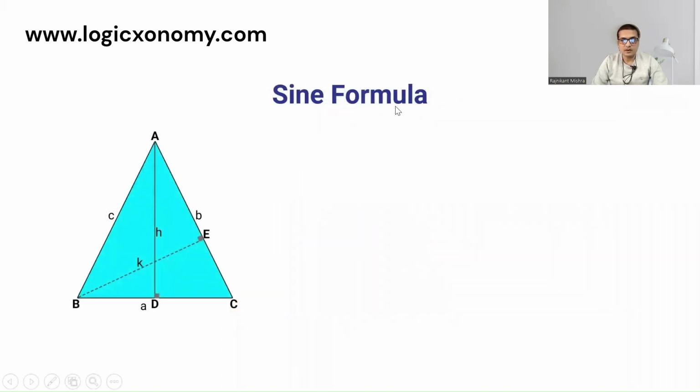Now, the sine formula. Here ABC is a triangle. AD is a perpendicular drawn from vertex A on side BC. The length of BC is equal to a, AB is equal to c, and AC is equal to b. The height of this triangle is h. Then, here in this right angle triangle BDA, angle D is equal to 90 degrees.